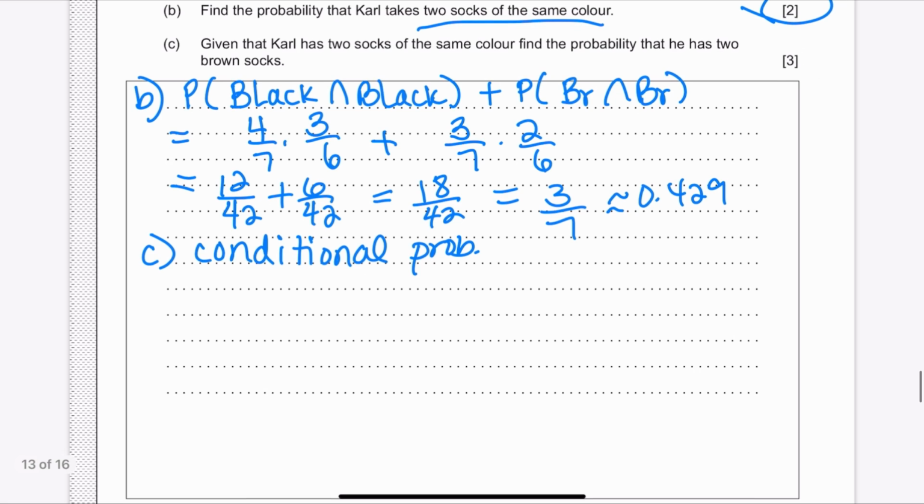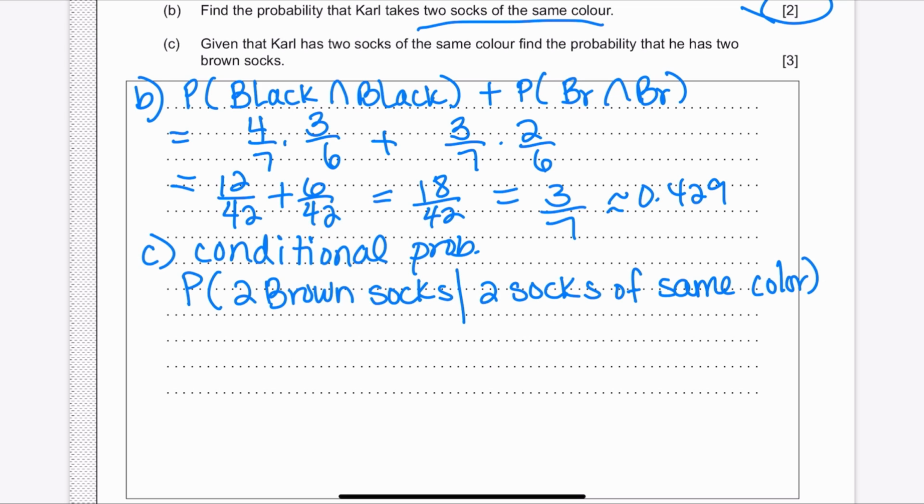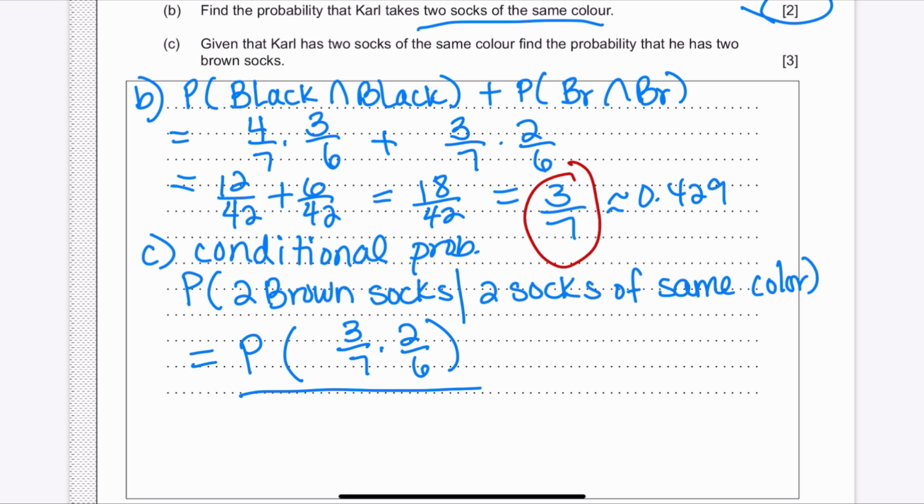The way conditional probability works is that you want the probability that he has 2 brown socks given that he picked 2 of the same color socks. So this is equal to the probability of the intersection. In which way is he going to get 2 brown socks and 2 socks of the same color? That is going to be 3/7 times 2/6 all over the probability that he got the same color socks. And I just found out that probability from the previous answer in part B, which is 3 over 7. So this is over 3 over 7.